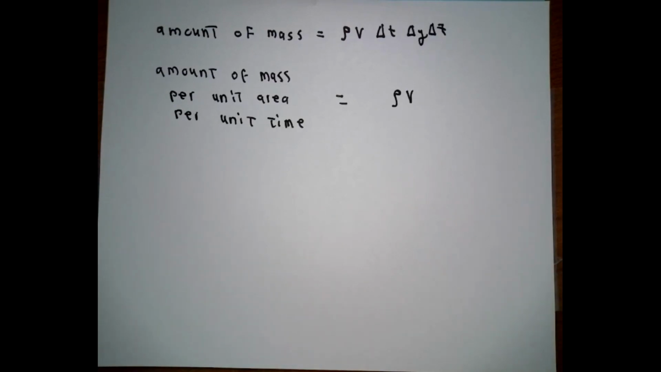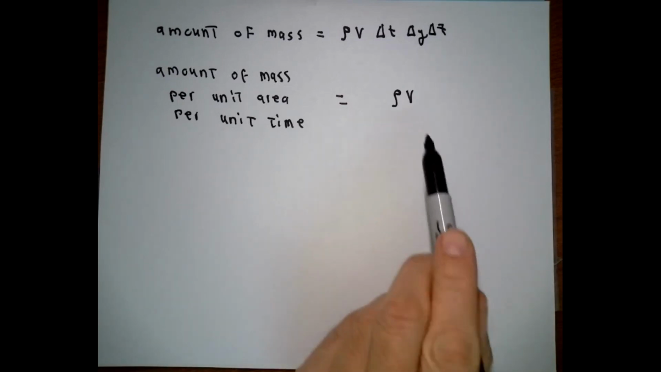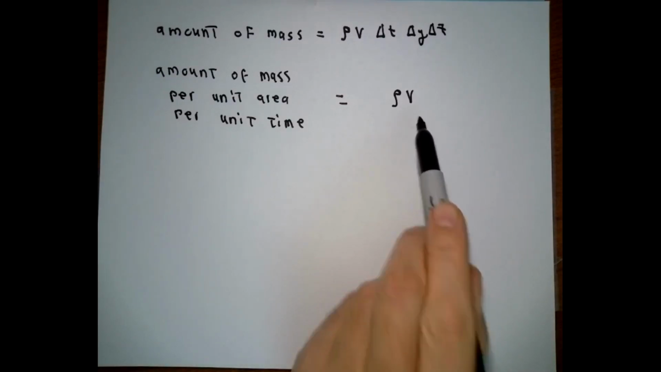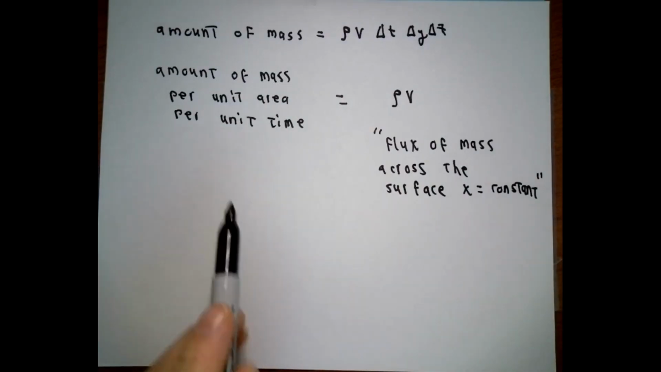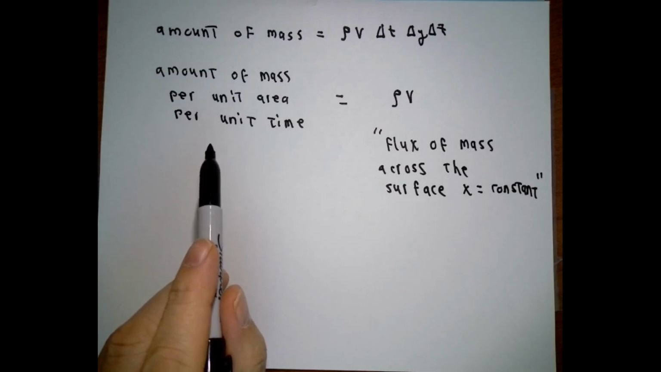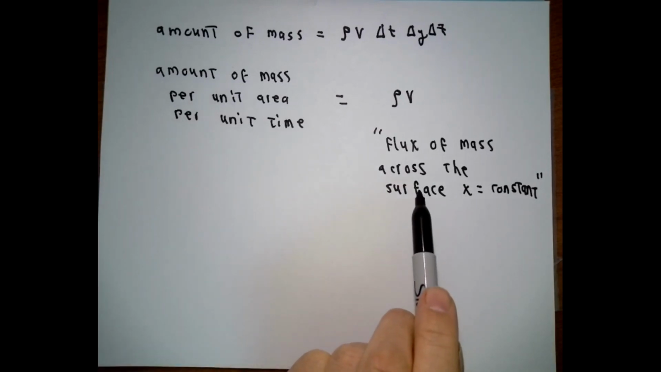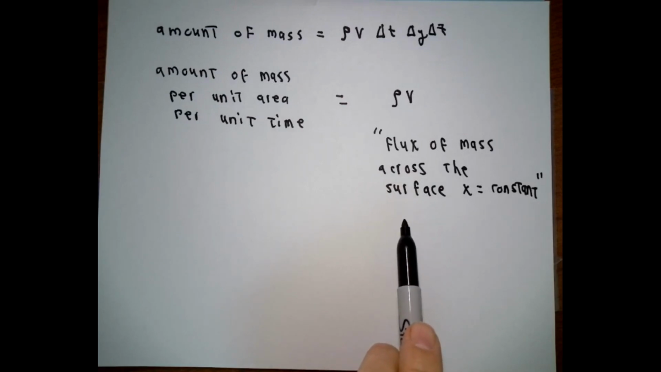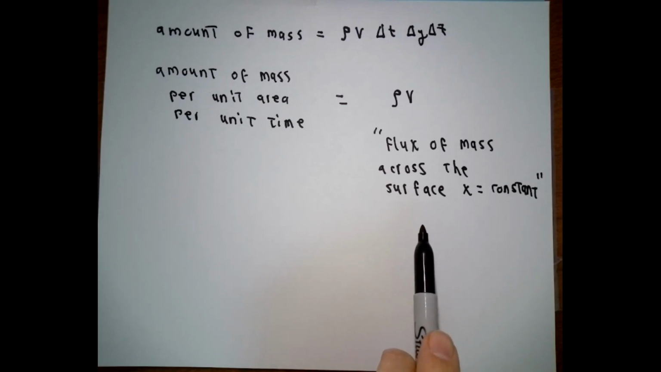So if I divide by delta t, which represents the amount of time that's passed in this situation, and also divide by delta y delta z, which is the area in the surface, I find out that the amount of mass per unit area per unit time that passes through the surface is the mass density times the speed. We're going to call the amount of mass per unit area per unit time by a fancy name. It is the flux of mass across the surface that we're talking about, which in this case is a surface where the x-coordinate is constant.